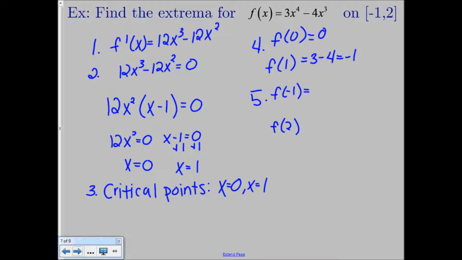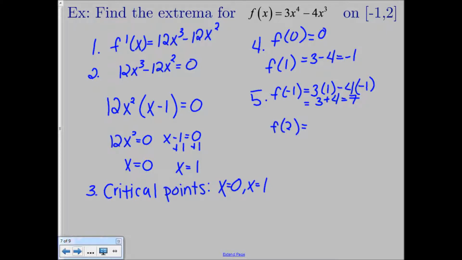So when we plug in -1, we're going to get 3 times -1 to the fourth, which is +1, so we're going to get 3 times 1 minus 4 times -1 cubed, and -1 cubed is -1, which means that we're going to get 3 minus a -4, or 3 plus 4, which is 7.